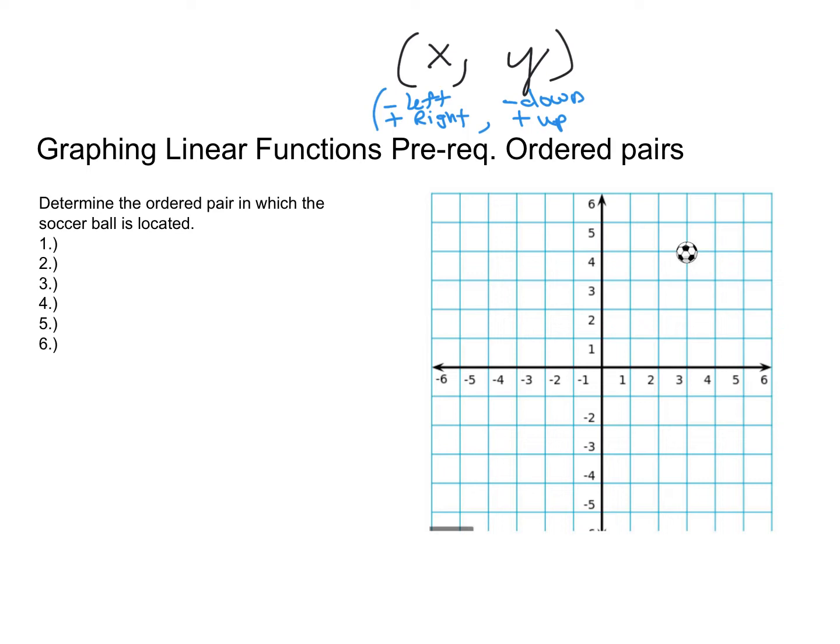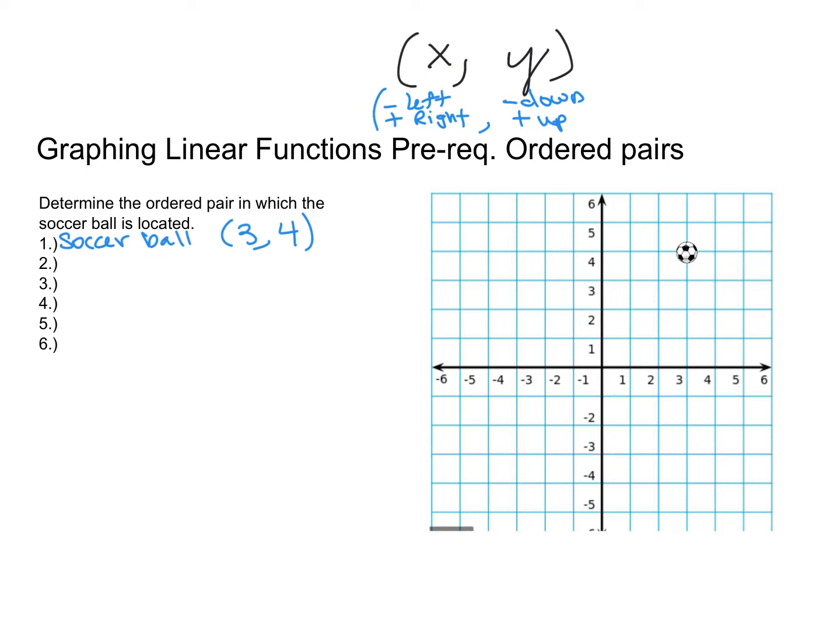In this case, for my soccer ball, I have it located 3 to the right. So the soccer ball is at the ordered pair 3, comma, and then I'm up 4. Since it's 3 to the right, it's a positive 3, and since I went up, it's a positive 4. So 3, comma, 4 is my ordered pair.